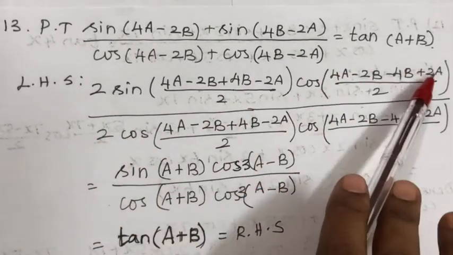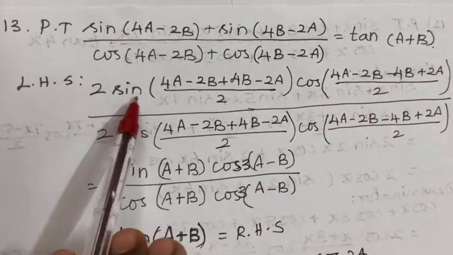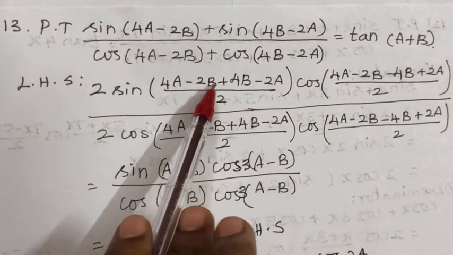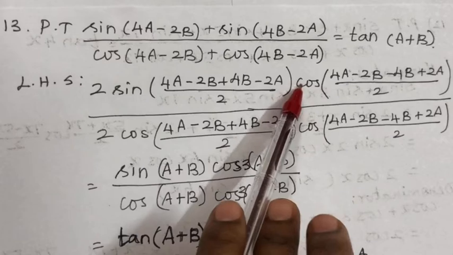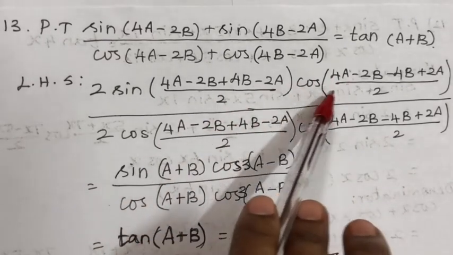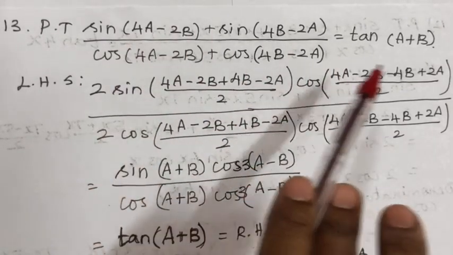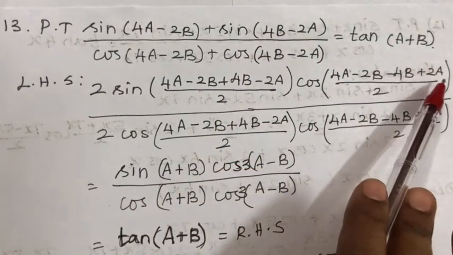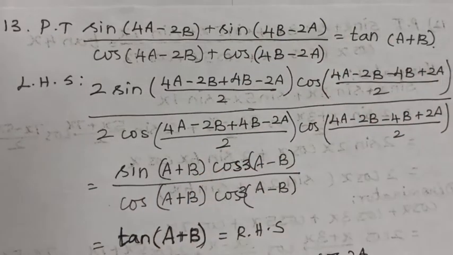Cos (c minus d) by 2. So 2 sin (c plus d) by 2, where c is 4a minus 2b and d is 4b minus 2a, divided by 2. Cos of (4a minus 2b minus 4b plus 2a), the whole thing divided by 2.